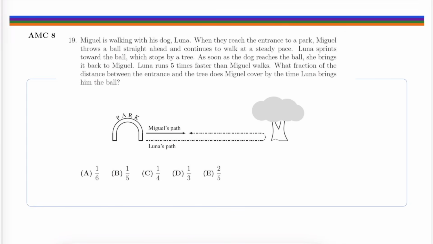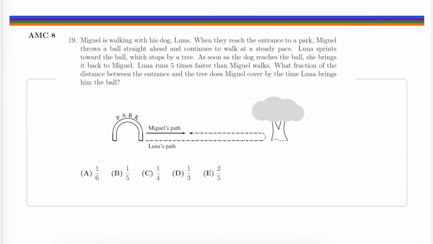Miguel is walking with his dog, Luna. When they reach the entrance to a park, Miguel throws the ball straight ahead and continues to walk at a steady pace. Luna sprints towards the ball, which stops by a tree. As soon as the dog reaches the ball, she brings it back to Miguel. Luna runs 5 times faster than Miguel walks. What fraction of the distance between the entrance and the tree does Miguel cover by the time Luna brings him the ball?